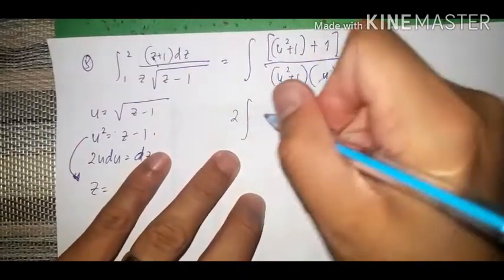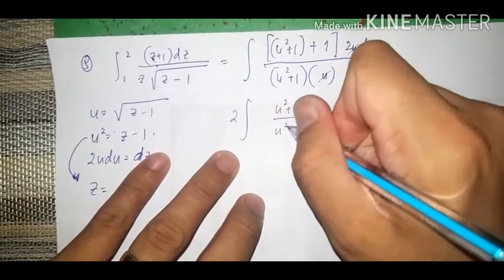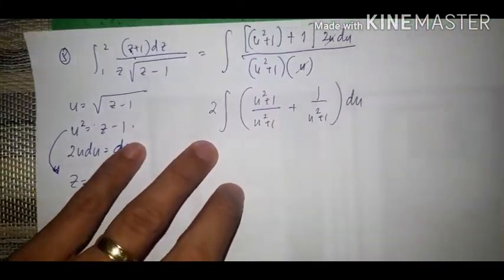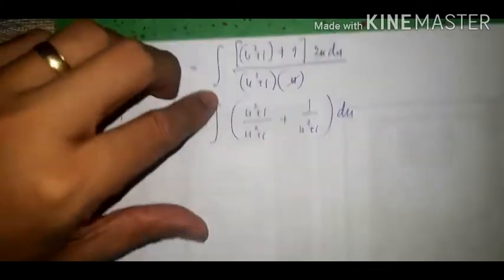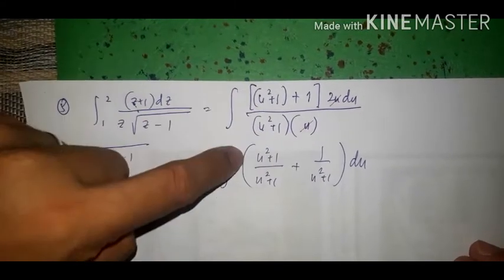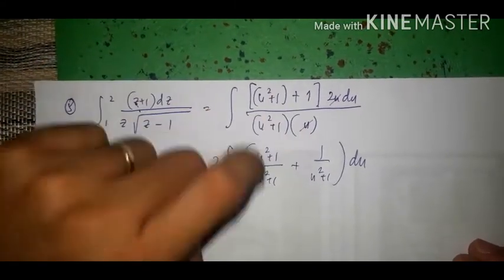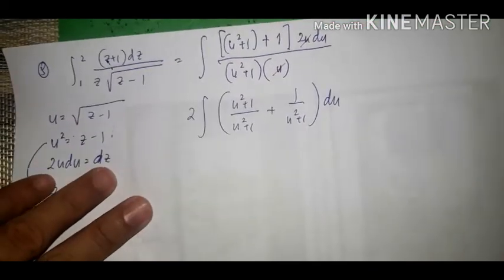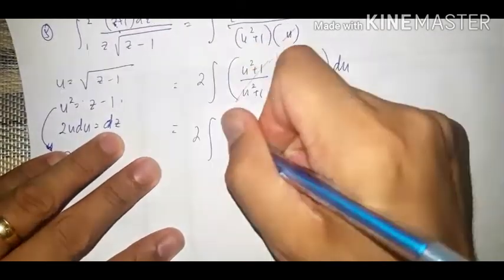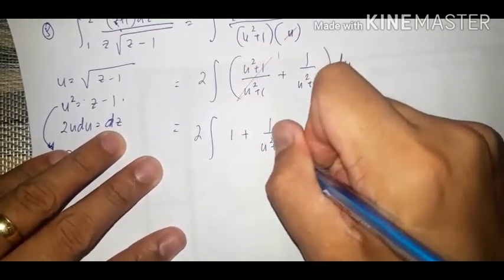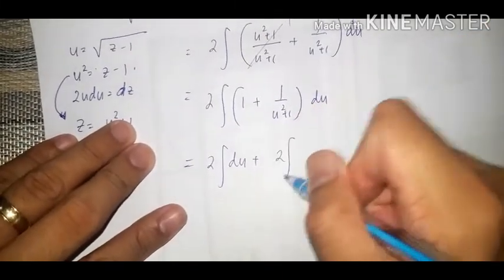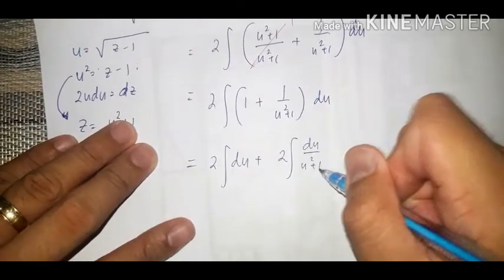So this gives you 2 integral of u square plus 1 over u square plus 1 plus 1 over u square plus 1. So ginawa lang natin siyang partial fraction. So since this first term, this second term is divided by this term. So first over first plus second over this denominator. So u squared plus 1 over u squared plus 1 is simply 1. And that gives you 2 integral of 1 plus 1 over u squared plus 1 du. Or that's 2 integral of du plus 2 integral of du over u squared plus 1.